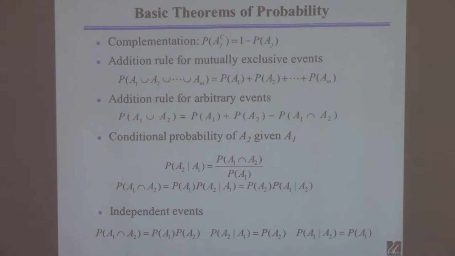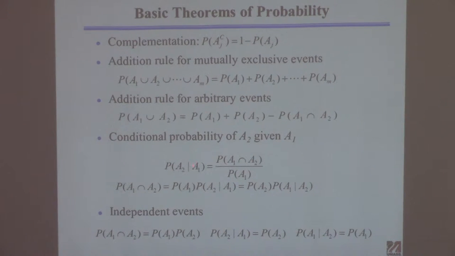If A1 and A2 are independent of each other, then it doesn't make any difference whether A1 has occurred first as to whether A2 will occur. That's what we mean by independent. So that's what this says here. Using this equation, the probability of both A1 and A2 occurring is simply the probability of A1 times the probability of A2. This conditional probability doesn't matter.